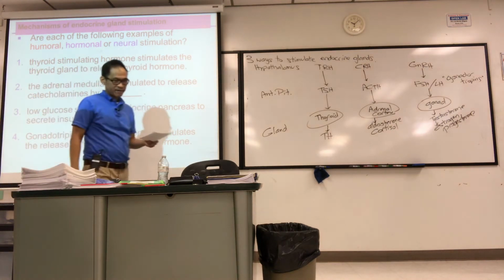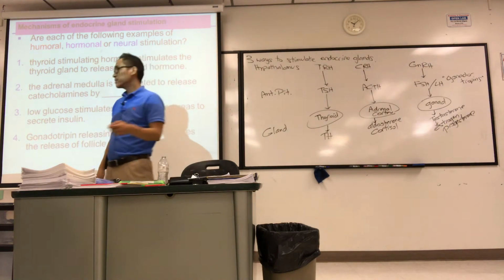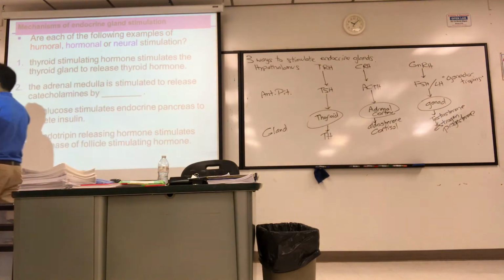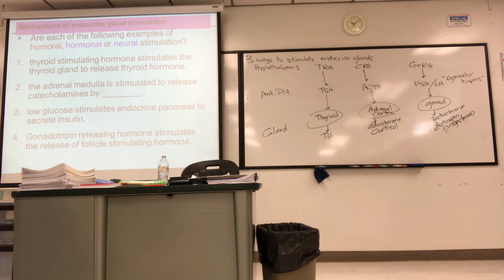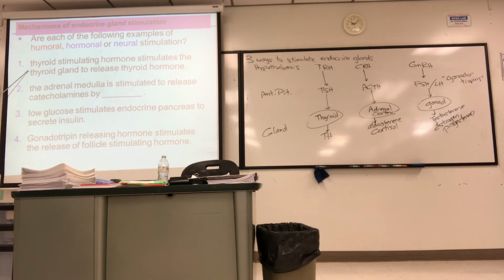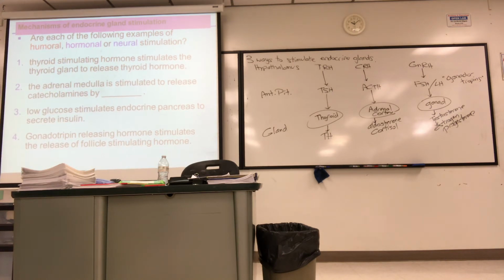All right, let me check back. Basically, one word answer for each of these. Number 1, just shout it out. What'd you put? Yeah, that's a good one. What about that one? That's neural. That's the only example of neural that you have to know. What about this one? Humoral, yeah, blood level. What about this? Hormonal, yeah, tropic hormone. So that wasn't too hard.